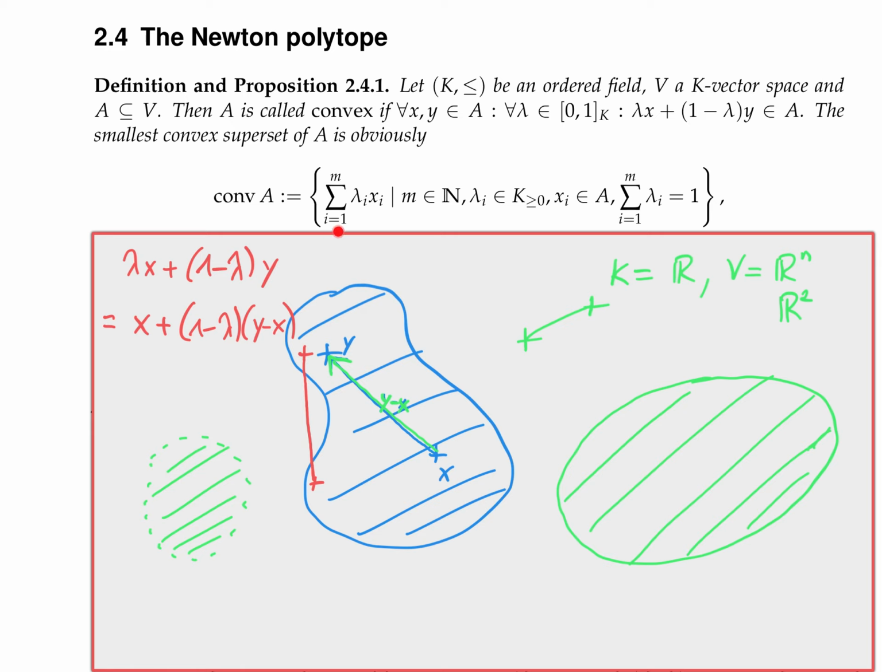And the set of all such convex combinations of elements from A turns out to be equal to this smallest convex superset. That's the convex hull denoted by this. Okay, so why is this the case?